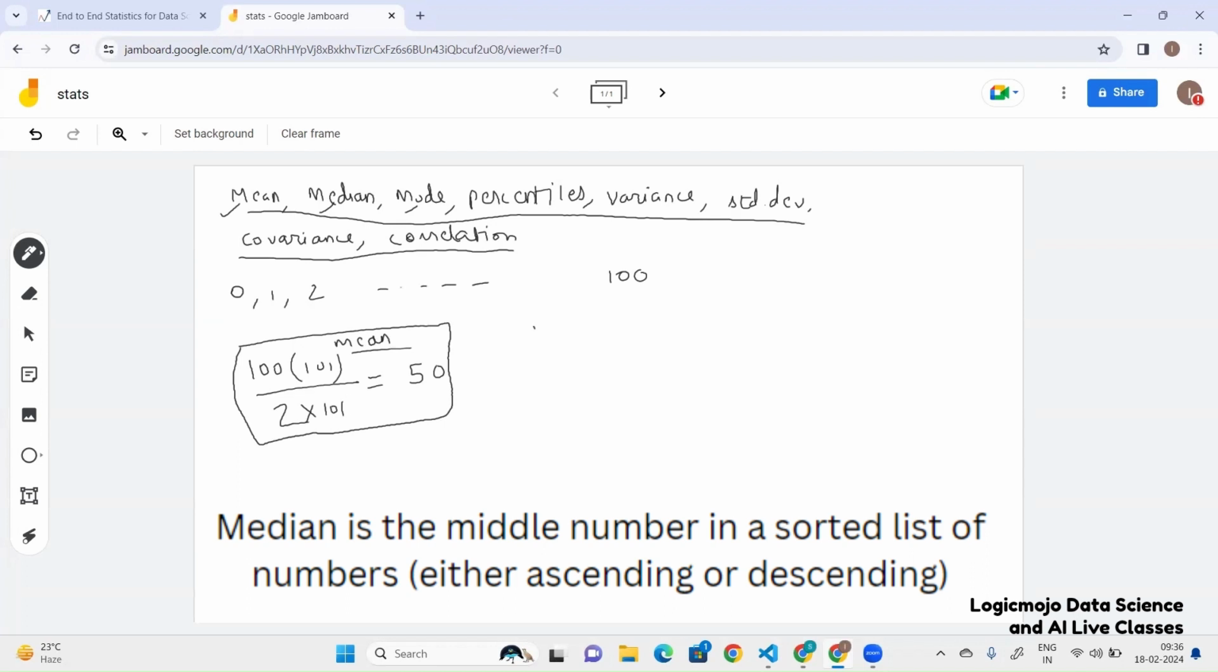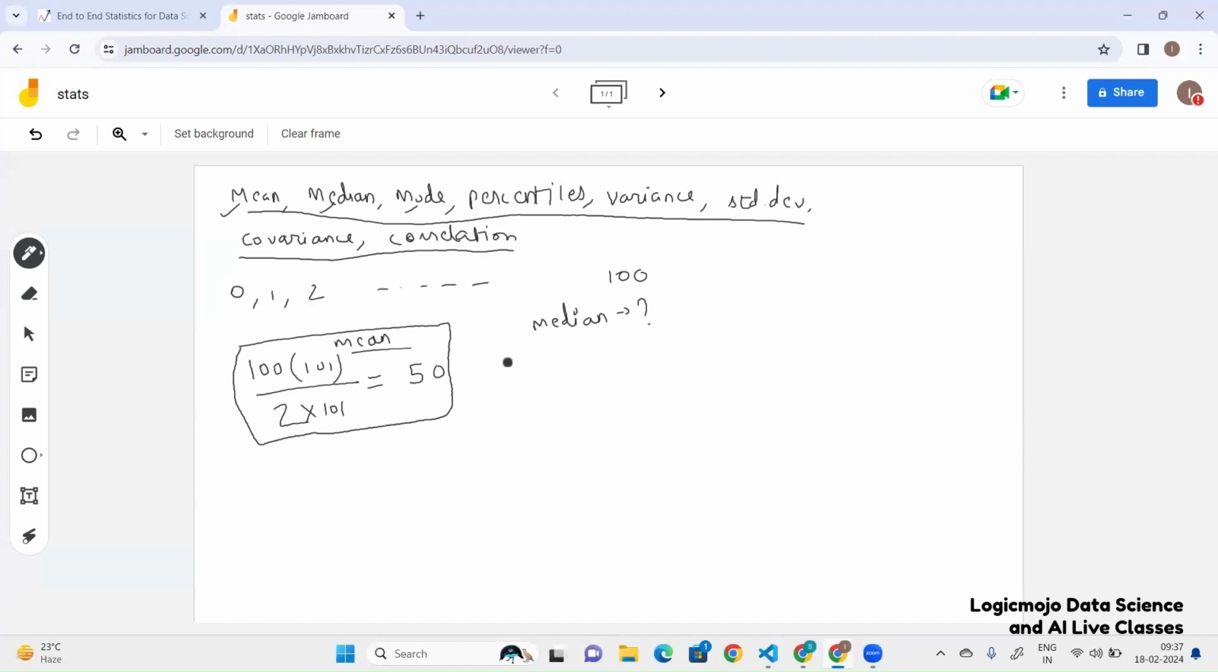What will be the median? Middle value is the median. So which will be the middle value here? How many values are there in total? 101, including 0. Yes, in the series, it's 101.